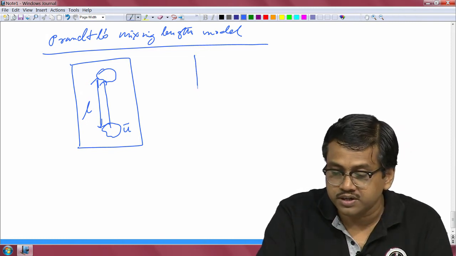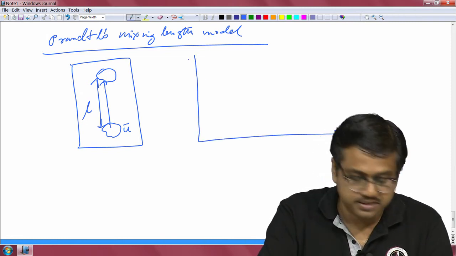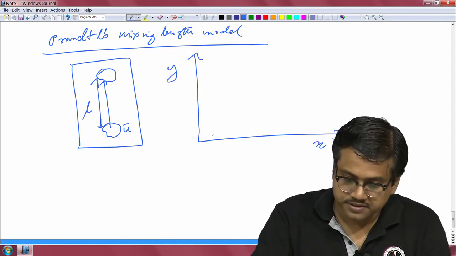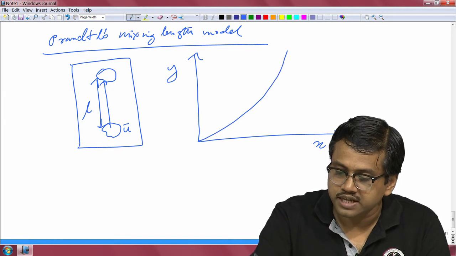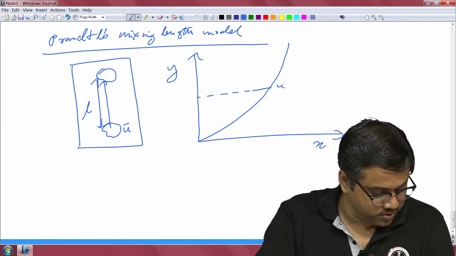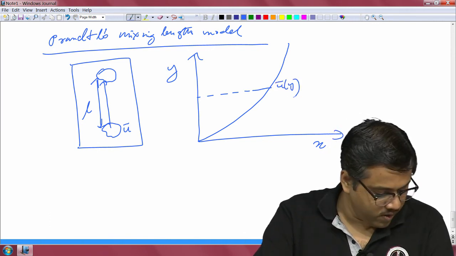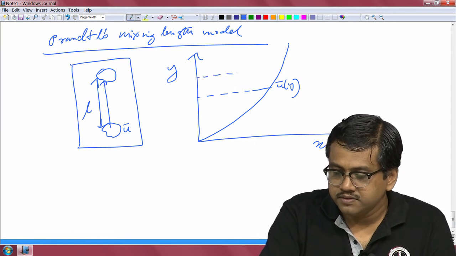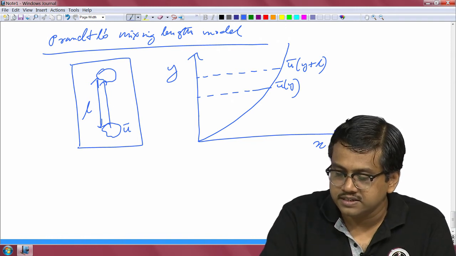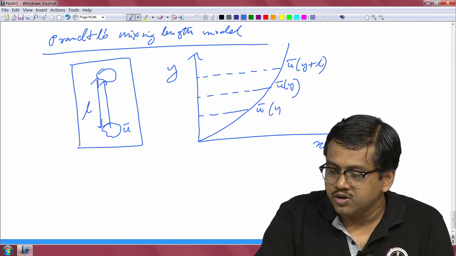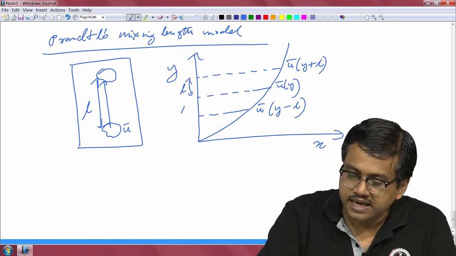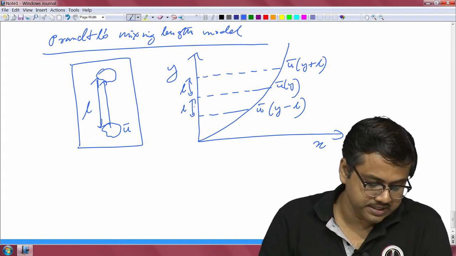We really do not know what that quantity will be, but we can cast it in something like this. So, this is y, this is say x. So, you have a profile which looks like this, say for example. So, this is say your u bar at y, this is u bar at y plus L, and this is basically your u bar at y minus L, right. These are all separated by distances L, where L is basically that Prandtl mixing length, right.